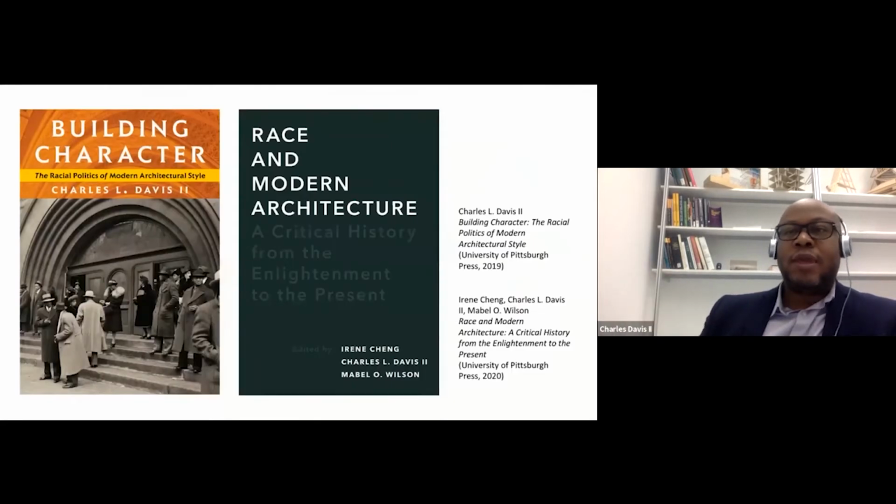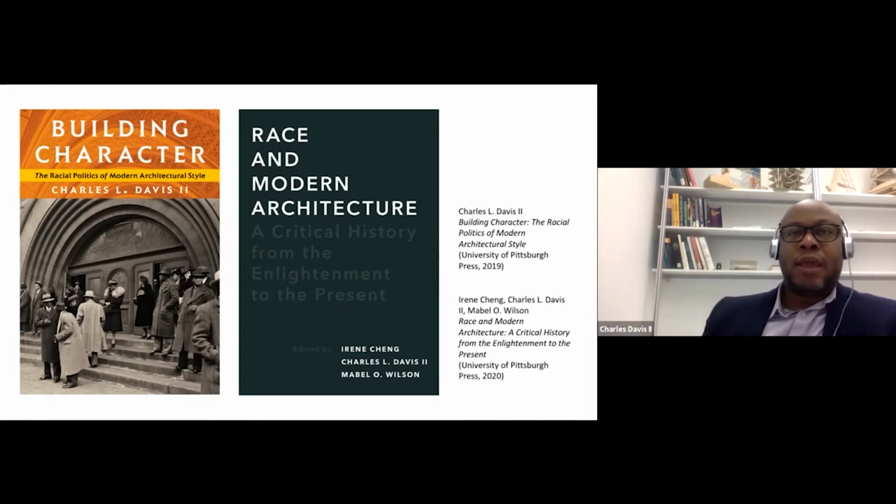And so this was the impetus for both the book projects I'm showing here, the one on the left being the book that grew out of my dissertation, Building Character, the Racial Politics of Modern Architecture Style, looking at the ways that race and style theory were integrated in the paradigm of architectural organicism, or the theories of design that model design practices after theories of nature and the way that nature generates form.